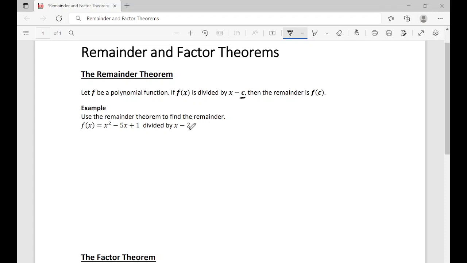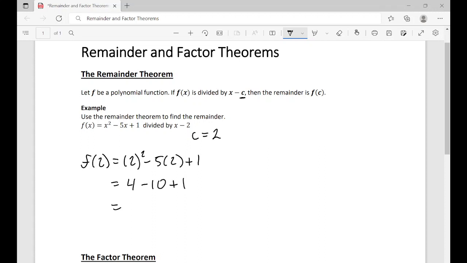But in this case, c is 2. So we're going to find f of 2. We're going to plug in 2 for wherever there's an x. So 2 squared minus 5 times 2 plus 1. 2 squared is 4, 5 times 2 is 10, plus 1. And so 4 minus 10 plus 1 is going to give me negative 5. So if we were to divide f of x by x minus 2, the remainder would be negative 5.